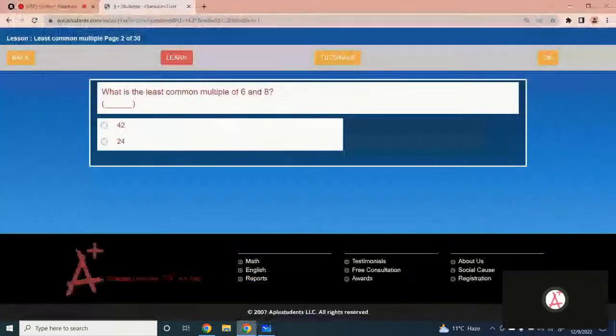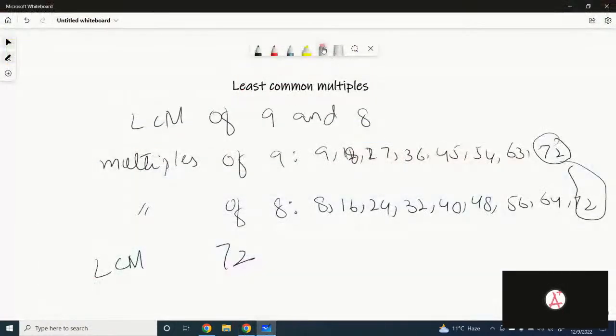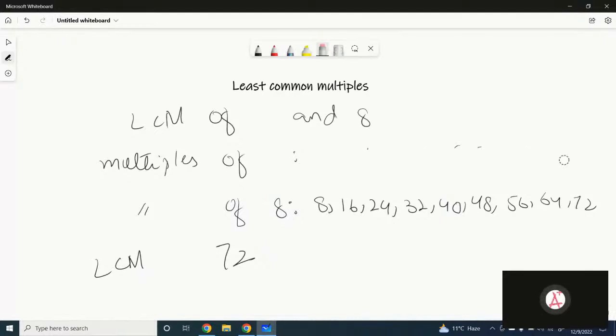Okay, the next one is, what is the least common multiple of 6 and 8? I've already written the multiples of 8. I'm going to write the multiples of 6. Got it? So the multiples of 6: 6 times 1 is 6, 2 is 12, 3 is 18, 4 is 24, 5 is 30, 6 is 36. So which is the smallest number that appears in both the tables? Which one is it?